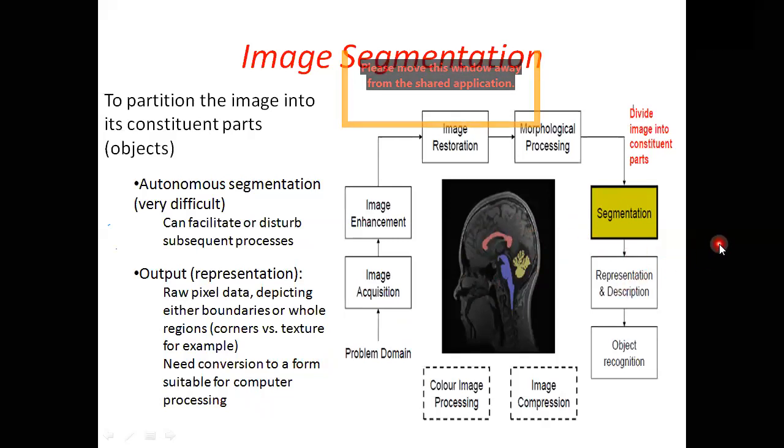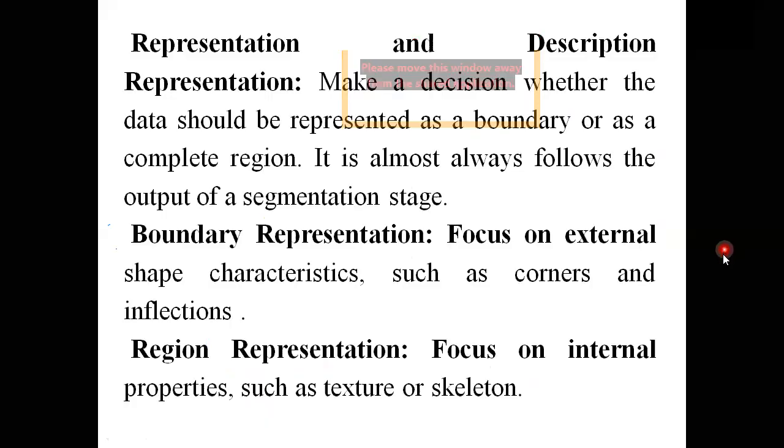Next, representation and description. Representation means making a decision whether the data should be represented as a boundary or as a complete region. It almost always follows the output of a segmentation stage. So representation means whether we need the boundary of the object or the region inside the object. Based on that, this representation will depend.